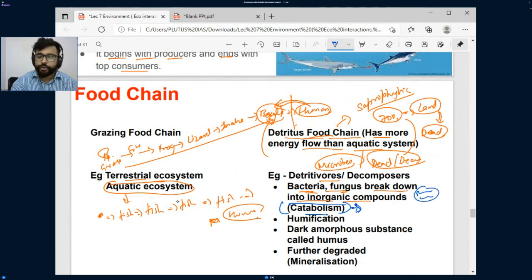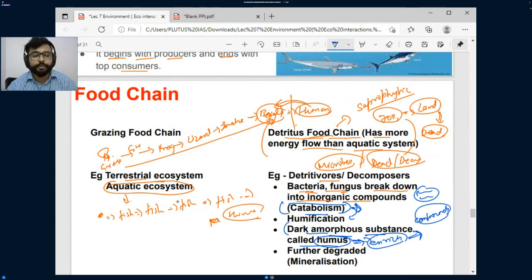Then further, humification happens. Now, what is humification? The leftover dark amorphous substance is transformed into humus. Now, this is a very enriched material. It is quite fertile because it has all the compounds. For example, you add such humus in your pots, which we call manure or fertilizer. You can see this process at home too, when you make homemade manure.